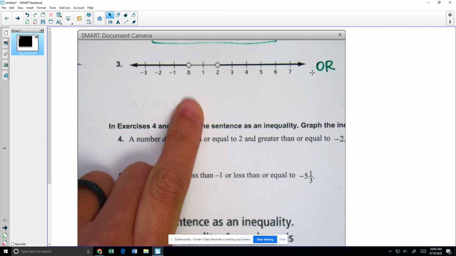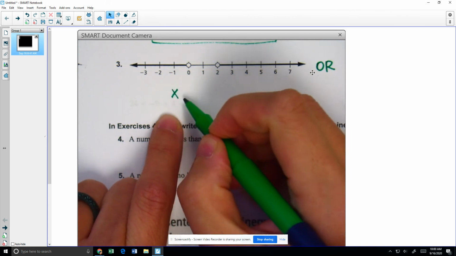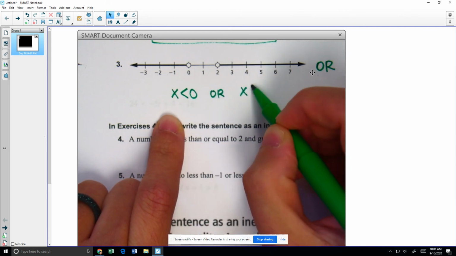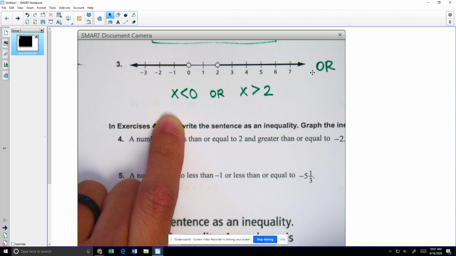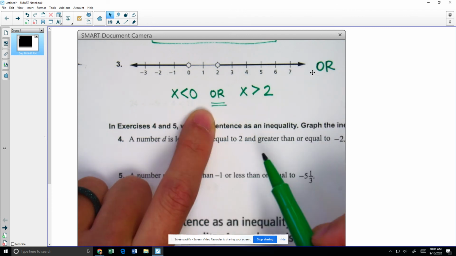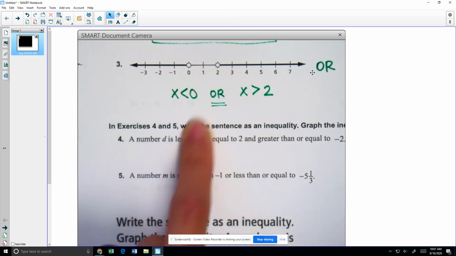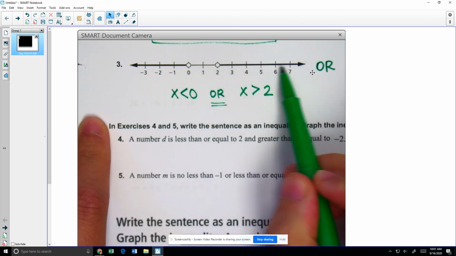Okay, does anyone think they know how to write the answer of this picture? Okay, try. X is less than 0, or X is more than 2. Perfect. That's it. I hope you got that. If you didn't, that's okay. We're going to practice more. This is an or statement, so you have to write the word or. If you didn't write the word or and just left it like that, that would be wrong. It's less than 0 because it's going to the left, but it's greater than 2 because it's going to the right.